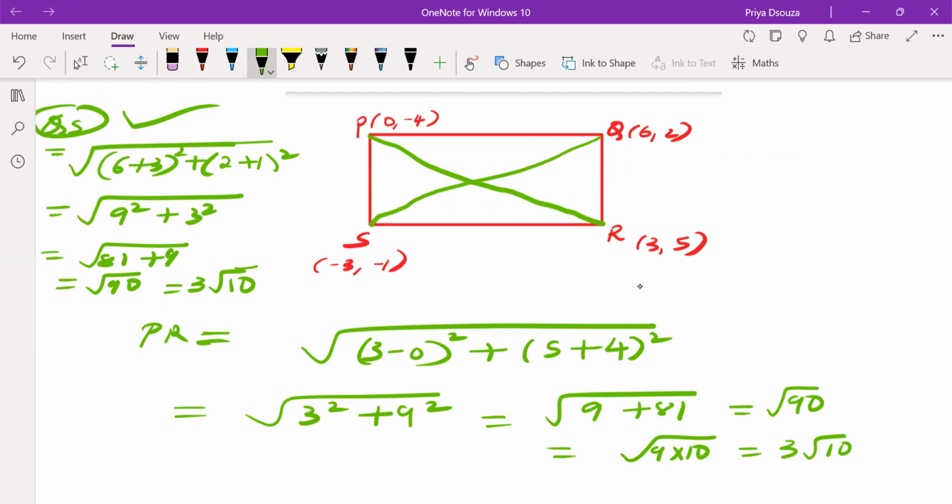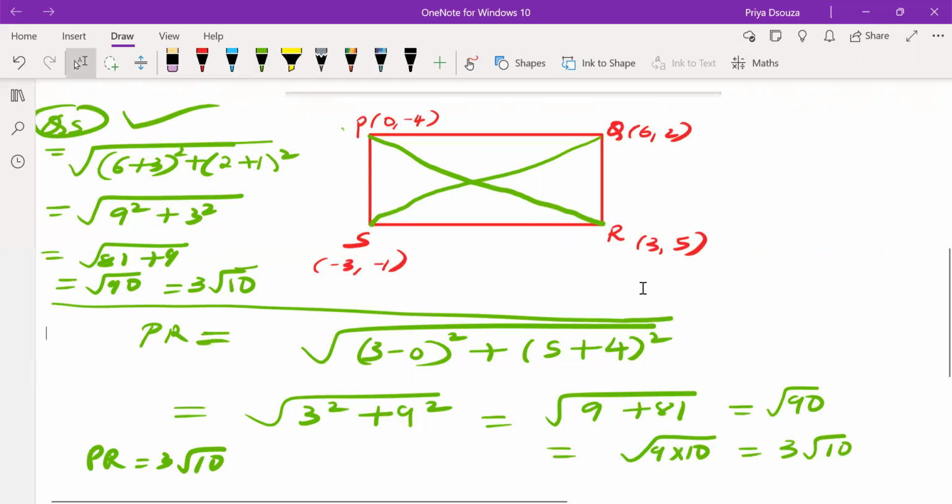So QS is known, and you also know what PR is. PR is 3 root 10. That's diagonal PR. QS is also 3 root 10, isn't it? So I was able to show previously that PQ is equal to SR and PS is equal to QR. Now I'm also able to show that the two diagonals are equal. So a parallelogram in which the diagonals are equal becomes a rectangle, and hence PQRS is a rectangle.